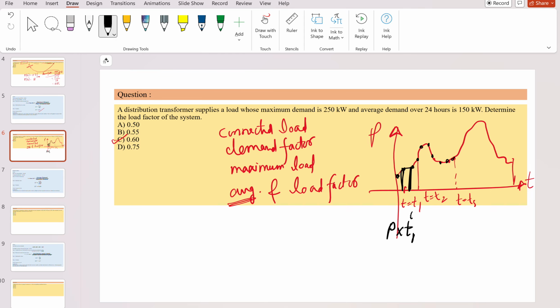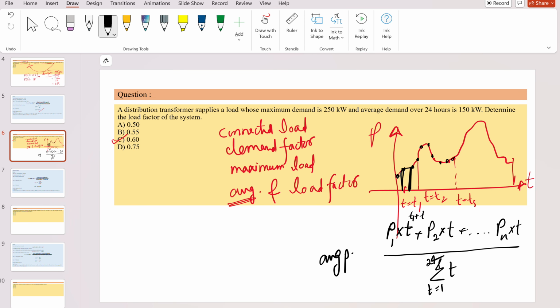So this is T1, T1 plus T. So the difference when you see it is coming out to be T. So power P1 multiplied by T plus P2 multiplied by T plus dot dot, summation of Pn multiplied by T, whatever the last time frame, and then divided by the summation of all the T, means when you're taking T equal to 1 to 24. Okay, so this is kind of average power.